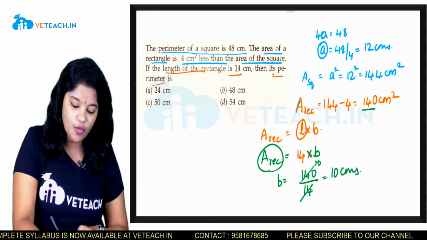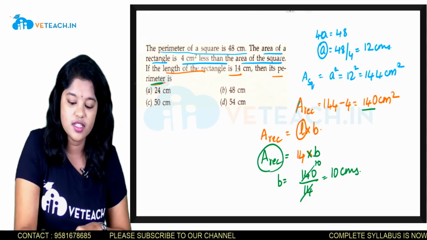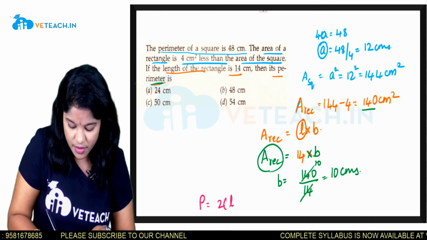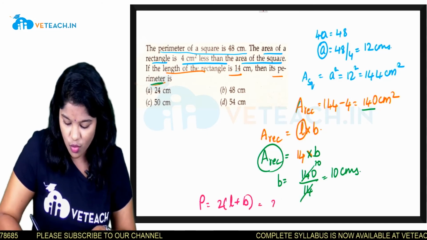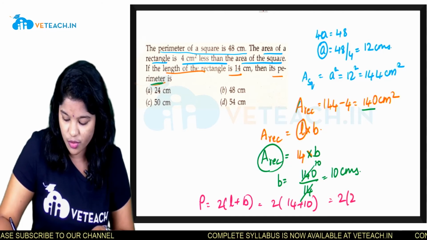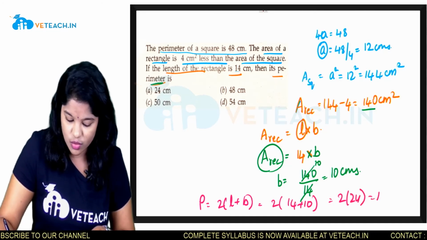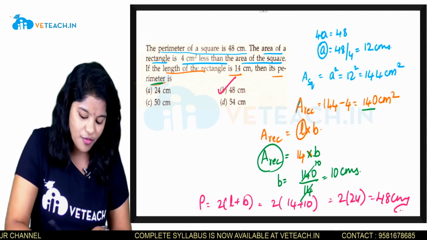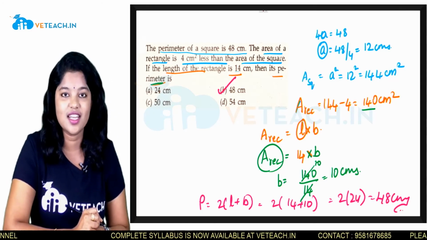Okay. Now we have to find the perimeter of this particular rectangle. So perimeter is equal to 2 into (L plus B). So 2 into (14 plus 10), that is equal to 2 into 24. So that is equal to 48 centimeters. So option B, 48 centimeters is our correct answer.